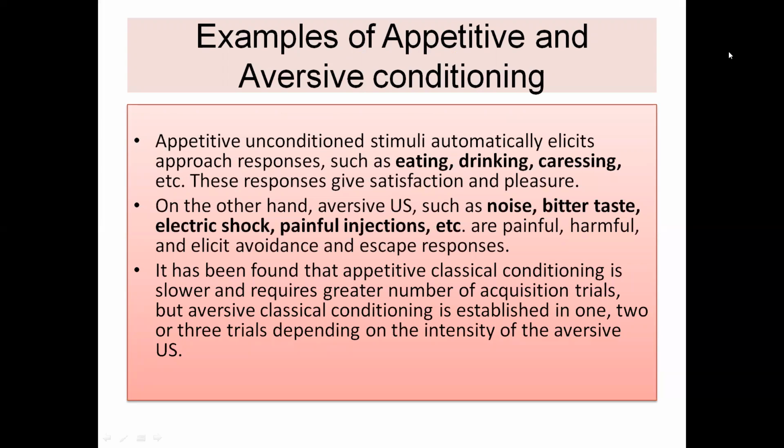On the other hand, aversive unconditioned stimuli like noise, bitter taste, electric shock, and painful injections are painful and harmful, and elicit avoidance and escape responses. It has been further observed that appetitive classical conditioning is slower and requires a greater number of acquisition trials, whereas aversive classical conditioning is established in 1, 2, or 3 trials depending upon the intensity of the aversive unconditioned stimulus.